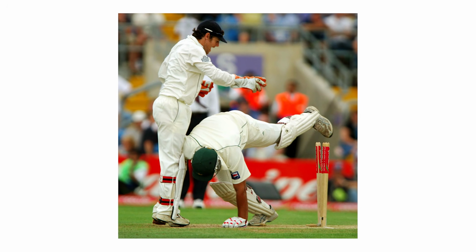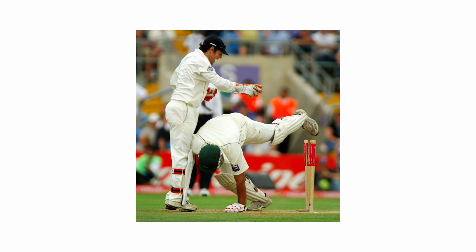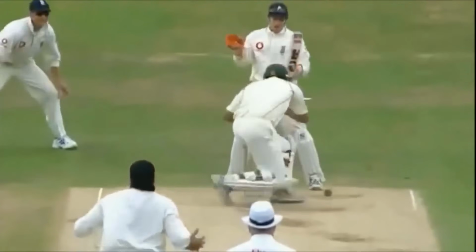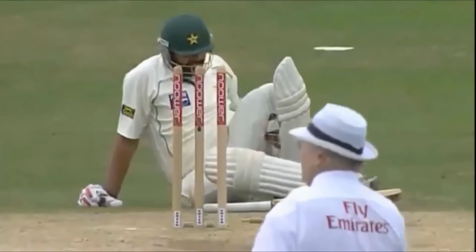Inzamam ul Haq provided one of the most hilarious examples of this against England in 2006, when he lost his balance after playing a shot and literally fell onto his own stumps. He looked like a giant oak tree being toppled over.